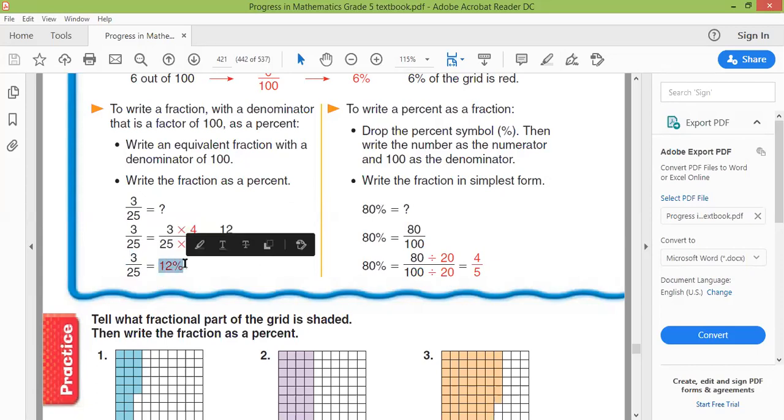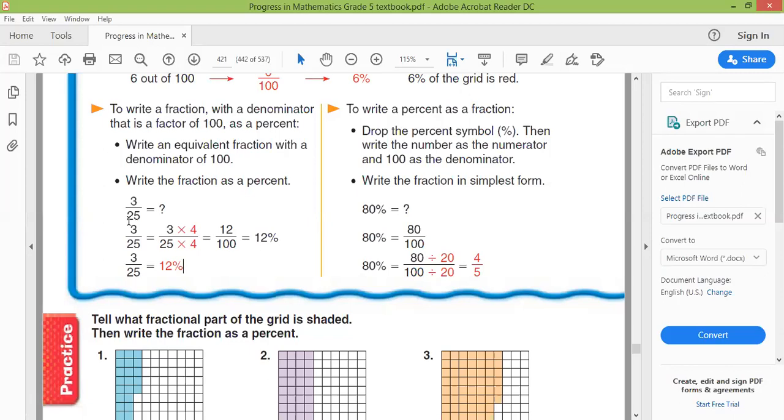Just I have a question, teacher. Okay, ask me. If it is not like this number, if it's 26, how will you do it? First, listen to me. In the numerator and the denominator both, there will be a relation.